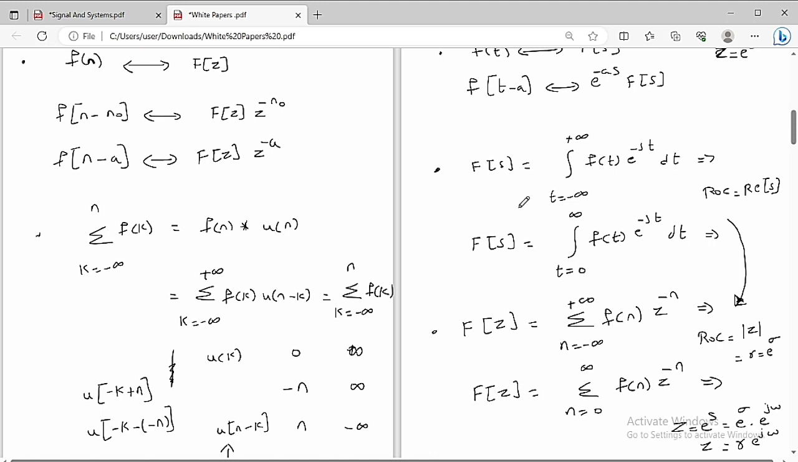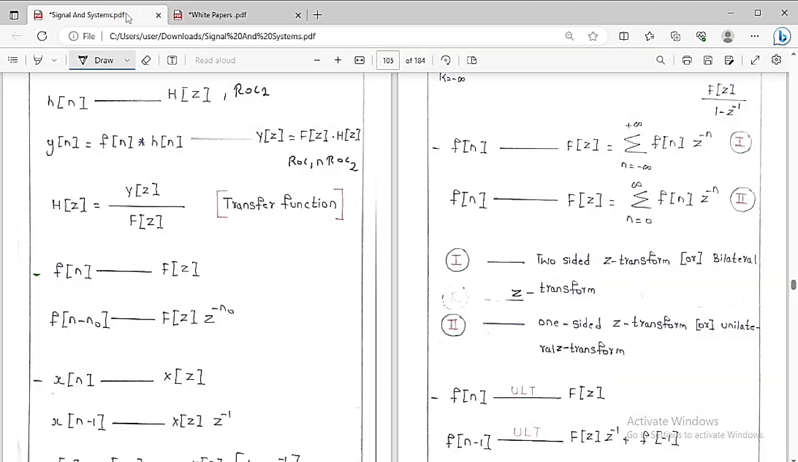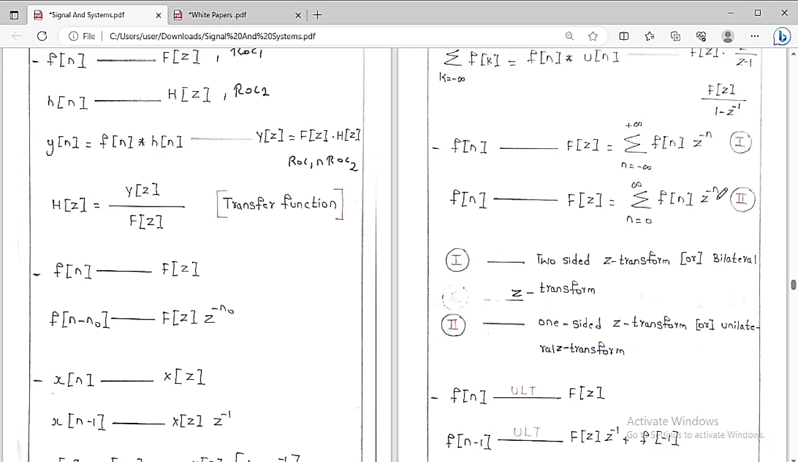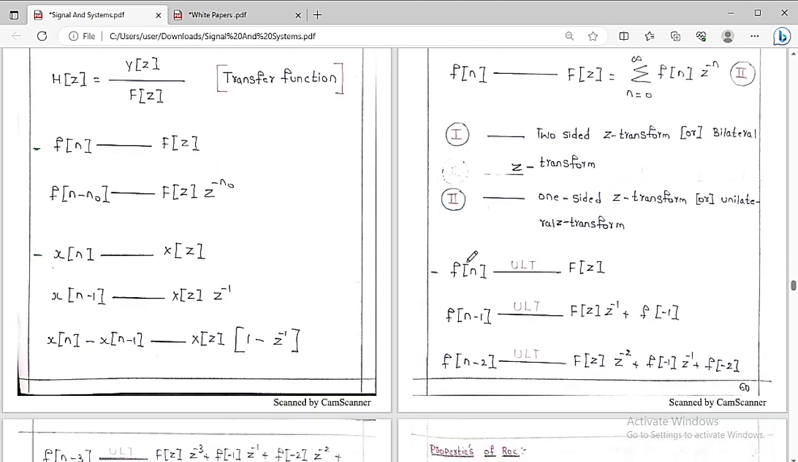So this is called the two-sided z transform or the bilateral z transform, and this is called the one-sided z transform or the unilateral z transform. Until now, we have seen how these concepts work for the bilateral z transform. Now we will discuss what will happen if you apply the unilateral z transform. Then you will see what is going to happen.